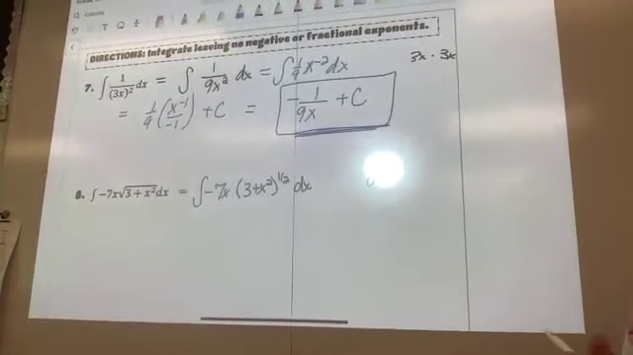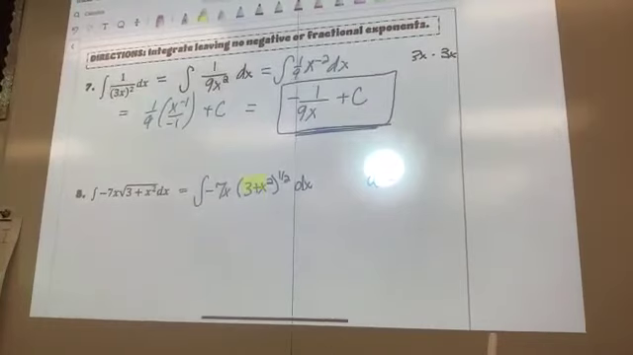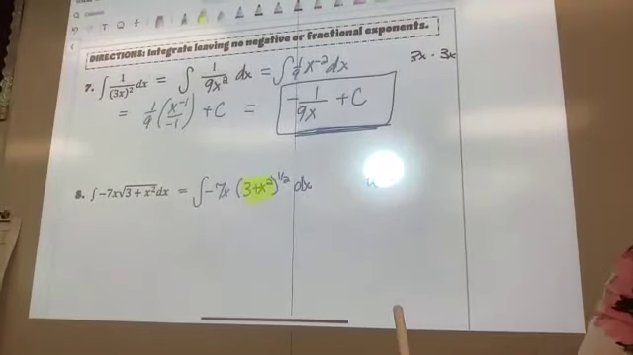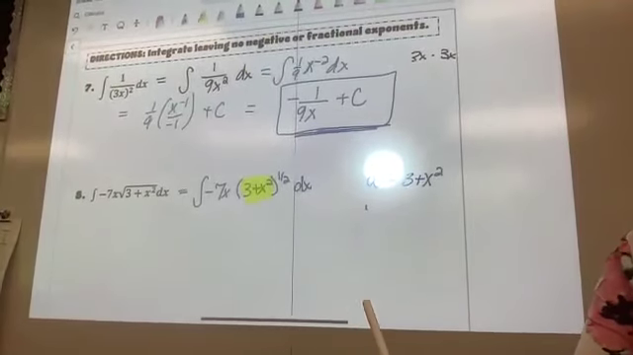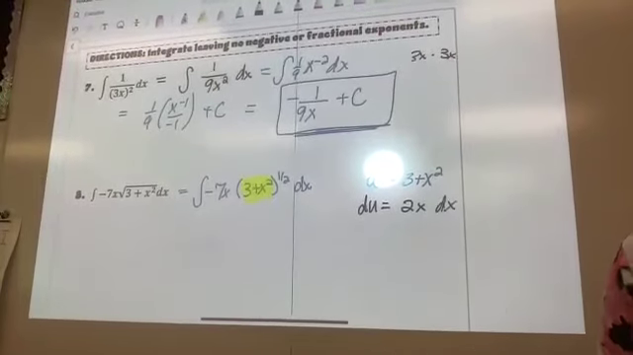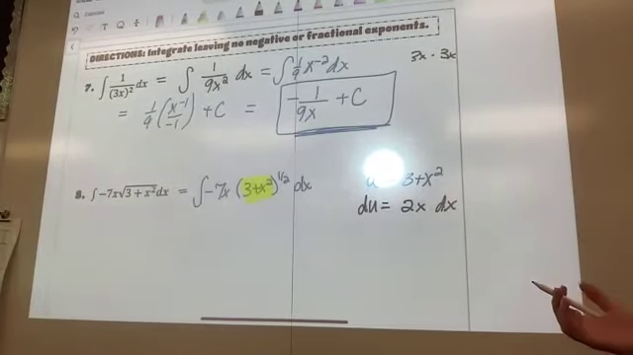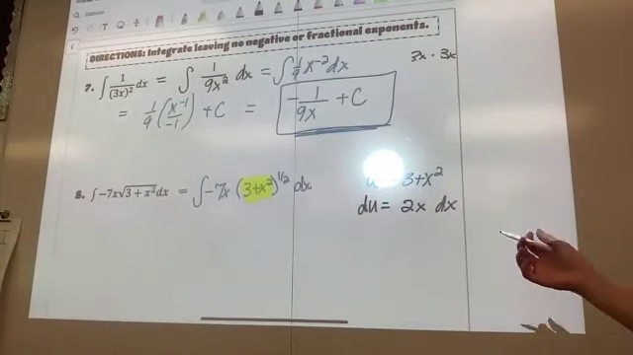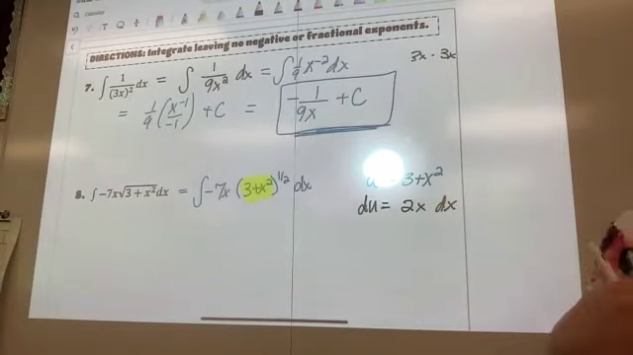What do you think u is going to be? What's my quantity? 3 plus x squared, right? So that's good. 3 plus x squared. And du then is 2x dx. You know what's weird about this one? I have a negative 7. Now, you might look at this and say, well, I'm going to need like a negative 2/7. But who wants to do that? I don't even want to do that.